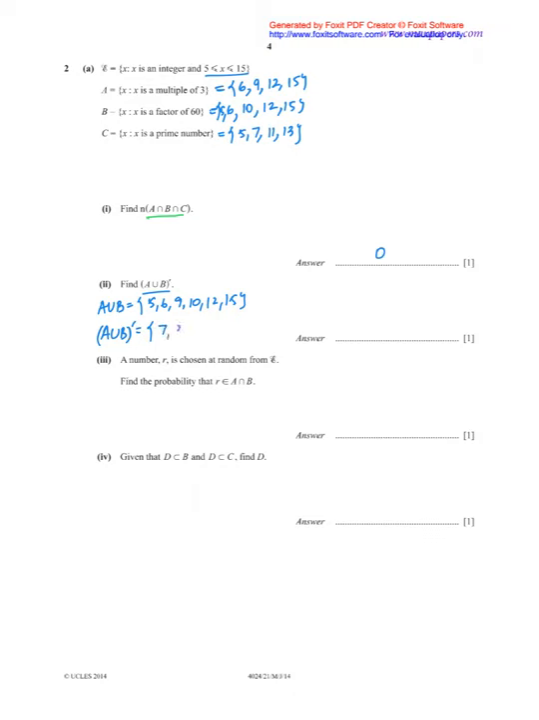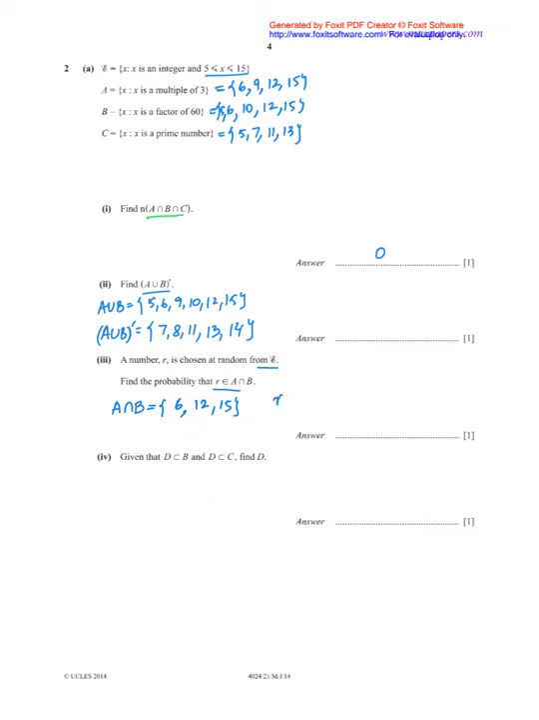Leftover will be 7, 8, 11, 13 and 14. So that is A union B complement. In the next part it says a number R is chosen at random from the universal set. Find the probability that R belongs to A intersection B. So first we need to find out A intersection B. The common elements between A and B are 6, 12 and 15.